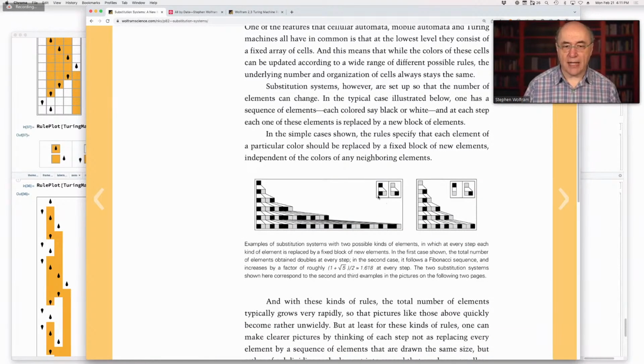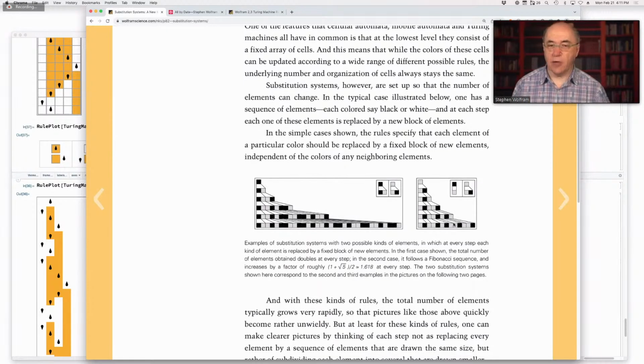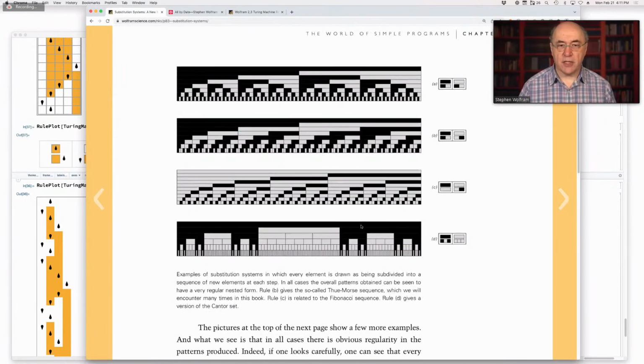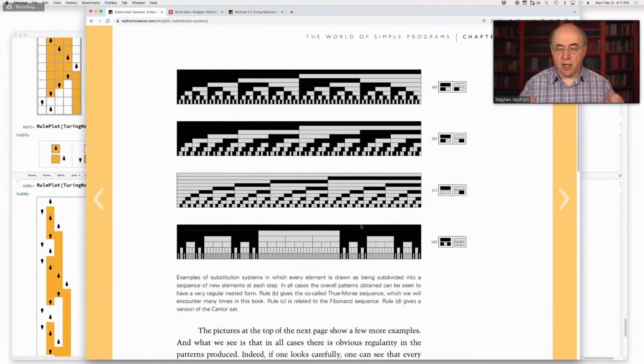So this is one where black goes to black, white goes to white, black, and things grow exponentially. And then here's one where black goes to white, white goes to white, black. Again, it grows exponentially, by a factor of 2 every step, because every one cell goes to 2 at every step. Here, you get both one cell going to one cell and one cell going to 2 cells. This is a Fibonacci sequence, and it grows with Fibonacci numbers. So there are different ways.